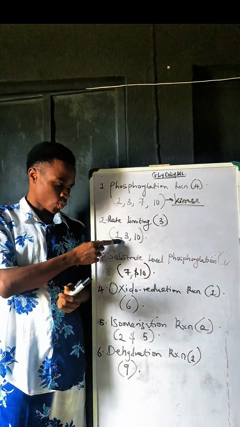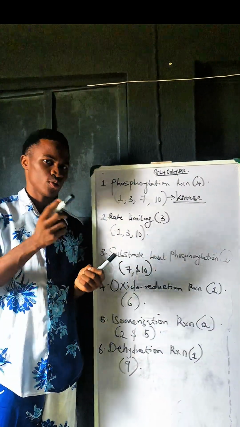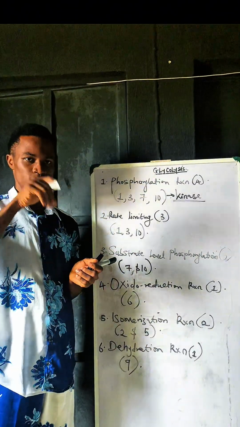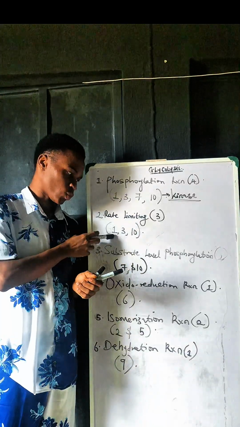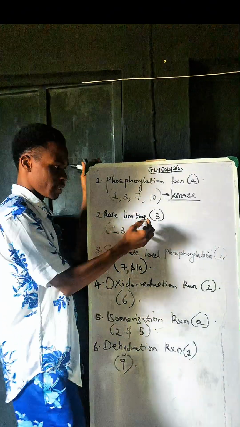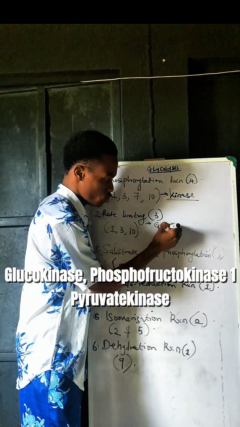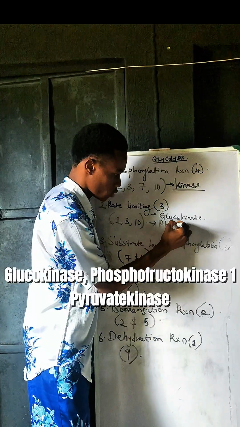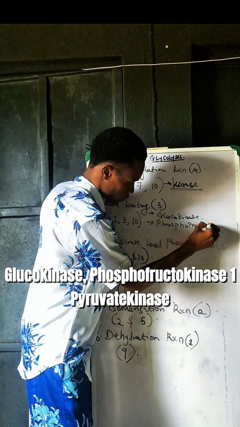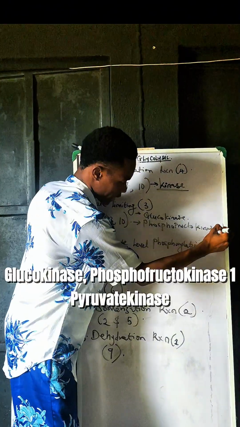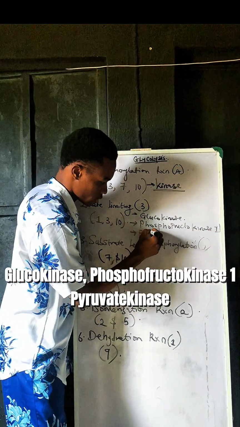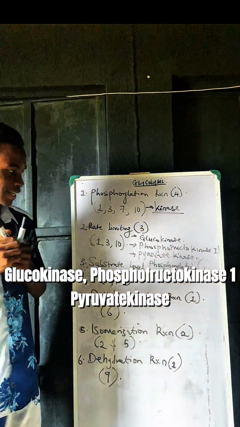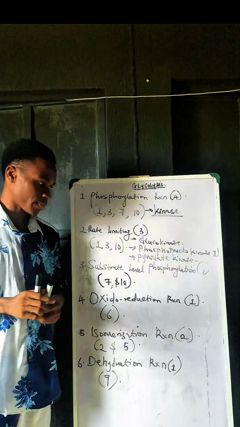And then you have reaction 1, reaction 3, reaction 10. If you look at the diagram of what I did, those steps in red marker depict the rate limiting steps, which are 1, 3, 10. They are catalyzed by these enzymes: glucokinase, phosphofructokinase 1, and pyruvate kinase. These are the 3 enzymes that catalyze the reactions of the rate limiting steps in glycolysis.